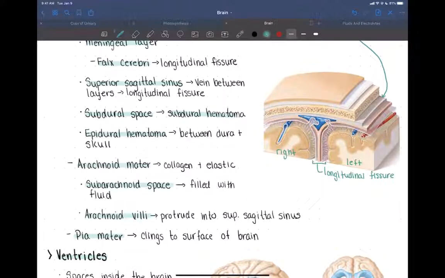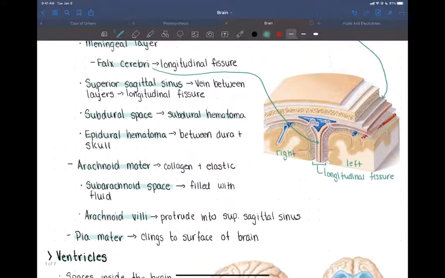And so we have our meningeal layer here, deep to the periosteal layer of the dura mater, and it extends down into that longitudinal fissure. This part that extends into that fissure is called the falx cerebri. The falx cerebri is what's going to extend down into that longitudinal fissure. So that's the falx cerebri, okay?